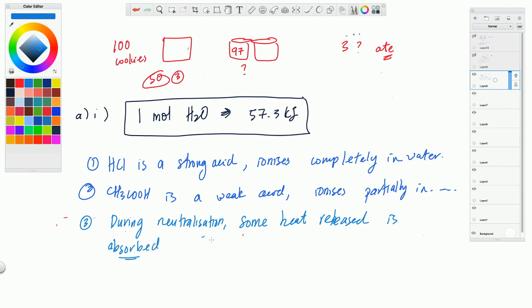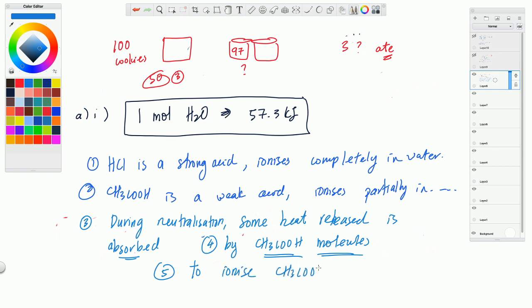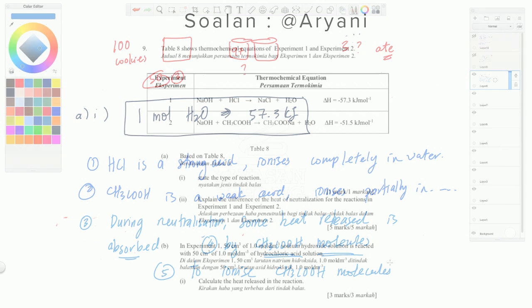Okay, who is it absorbed? It is absorbed by the ethanoic acid molecules. Why do the ethanoic acid molecules want to absorb the heat? To ionize ethanoic acid molecules. Because when they ionize, they can make more hydrogen ions, and then the hydrogen ions can react again. All right? Okay. The second part of the question is calculation.